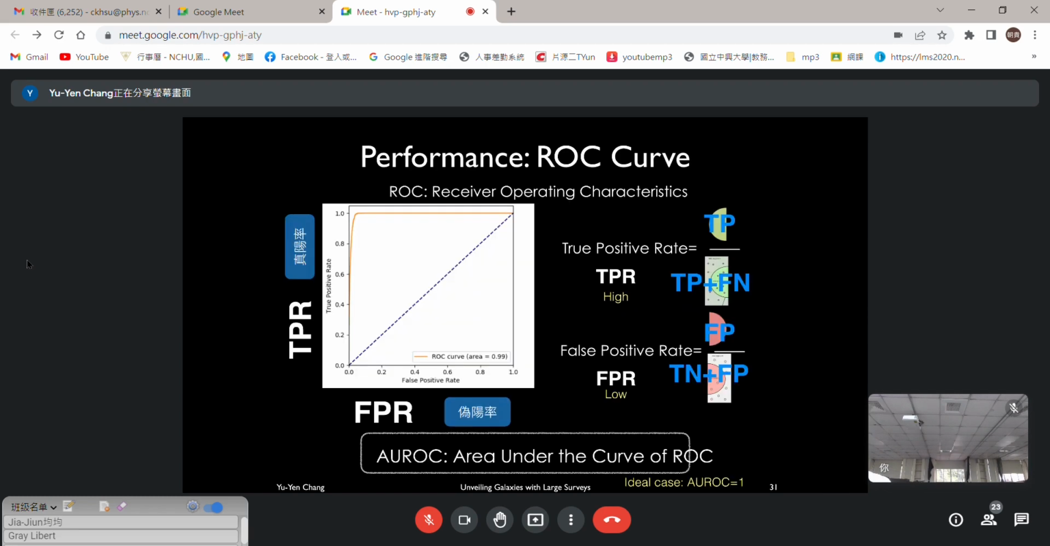Another performance measure we can test is the ROC score, which is plotted here, the true positive rate against the false positive rate. Because we want a high true positive rate and a low false positive rate, the score, which means the area under this orange curve, should be close to 1.